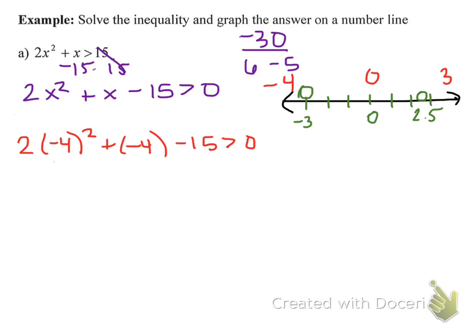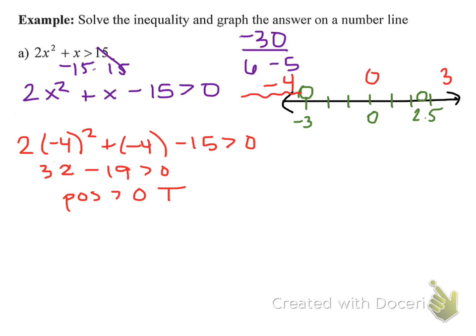Negative 4 squared is 16 times 2 is 32. Then I'll have minus 19. And at this point, I don't really need to go any further. I know that this is going to be a positive answer. Regardless of what it's going to be, it's positive, and a positive number is greater than 0. So I know that this one is a true statement.